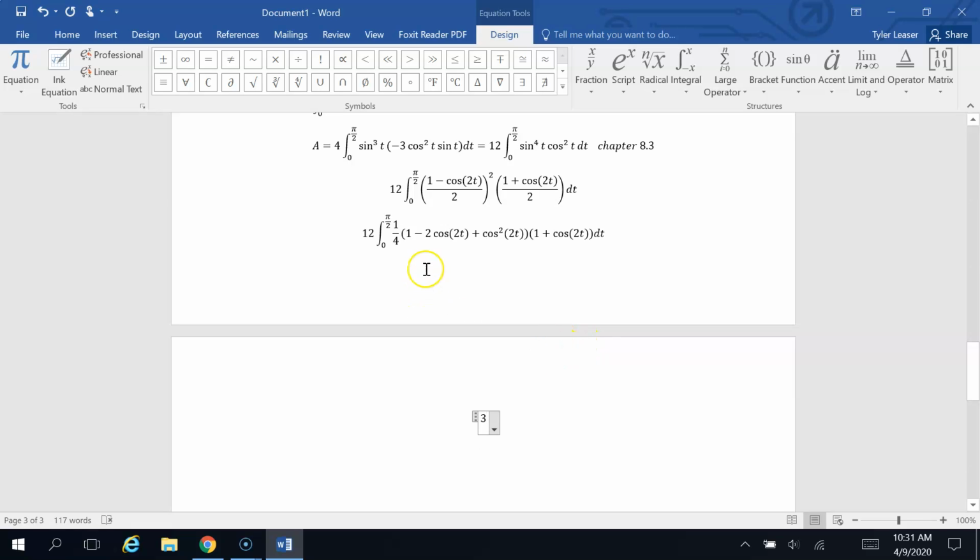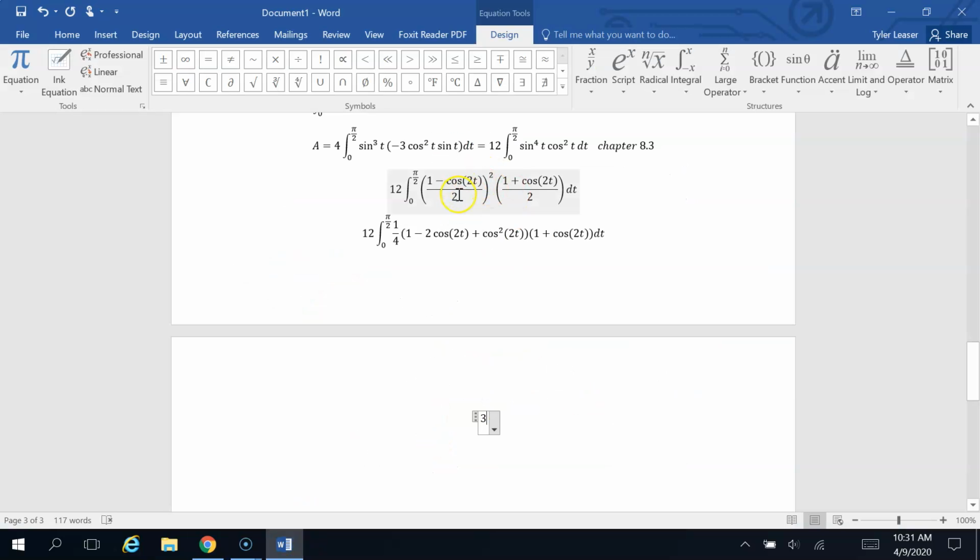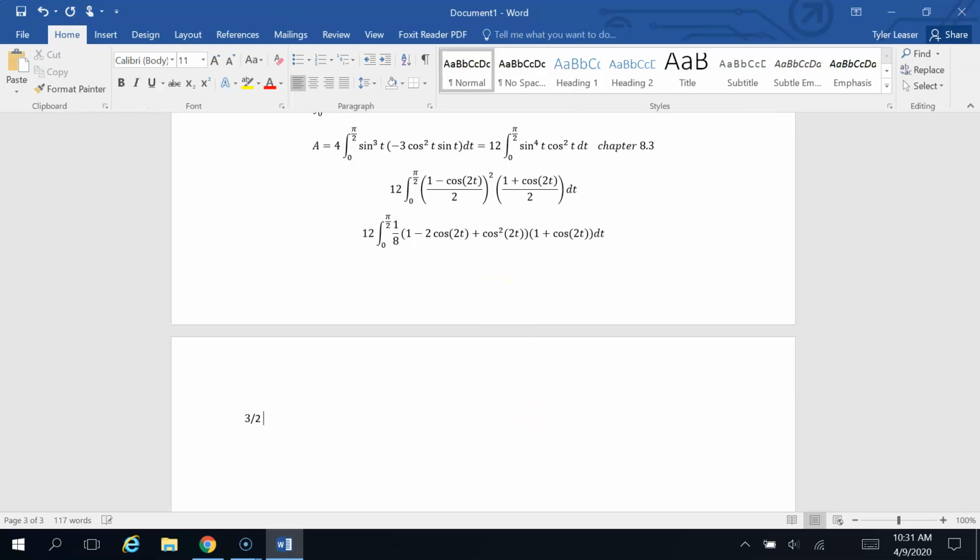Didn't they have 3/2 in the thing we were looking at, though? Going back to the book. They do have a 3/2. Oh, because it's squared, of course. Sorry. This 1/2 is squared here, so that's really a 1/4 times another 1/2. This should be a 1/8 out in front. That's why 12 divided by 8 gives you the 3/2.